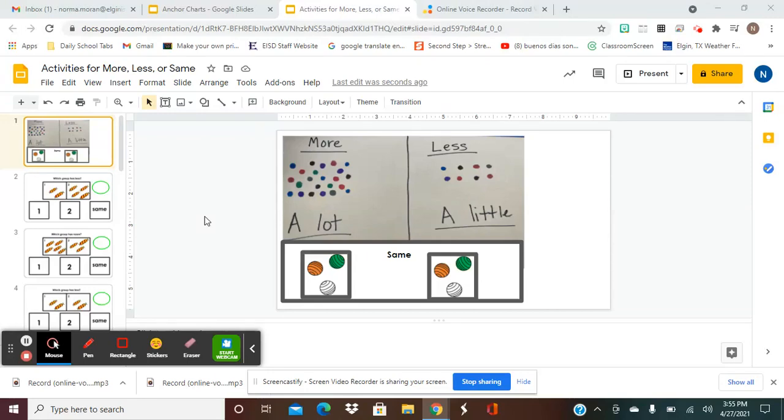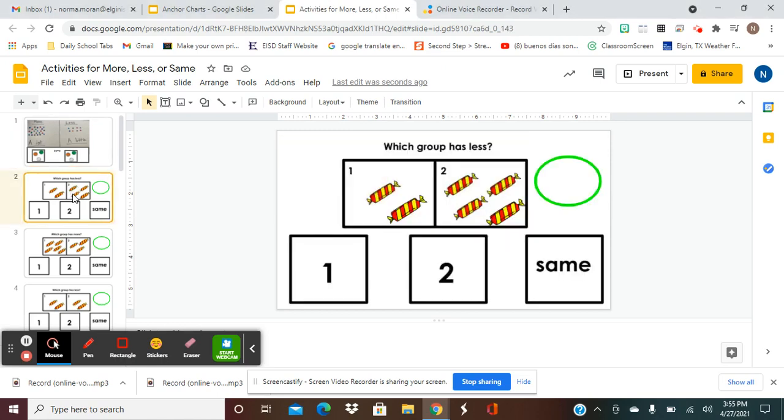Okay, so now we're going to do our activity. Remember, more means when a group has a lot, less means when a group has a little, and same means when the two groups have the same amount. Like this one has 3 balls, and then this one has 3 balls. So let's start our activity. This is your activity that we're going to do today, and your homework's going to look very much the same as this one. So up here we have a question, and then here we have our groups.